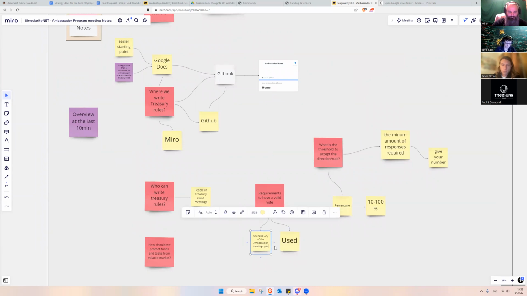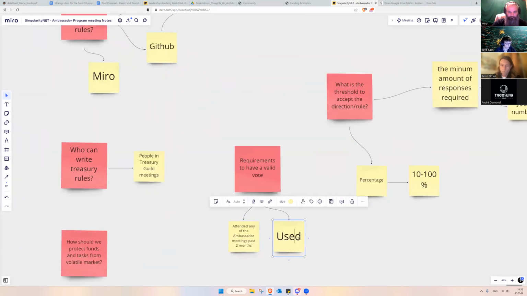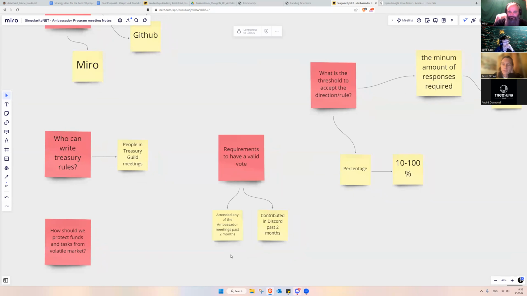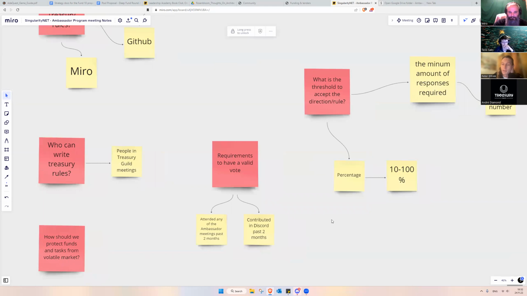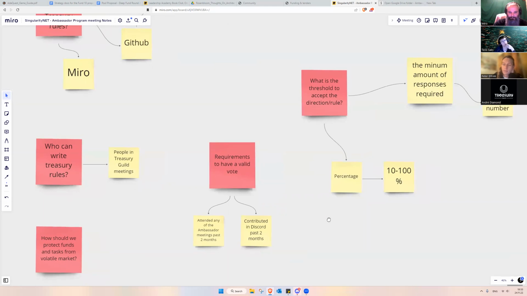The meetings in the past 2 months and contributed in Discord in the past 2 months. This brings a problem in itself, because now we need to keep track of every user when they last participated. Not really.